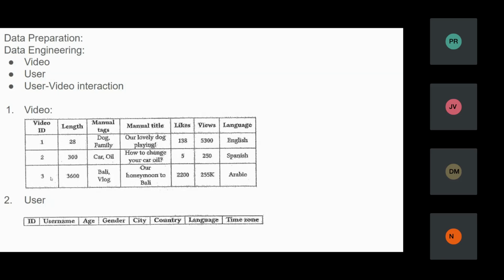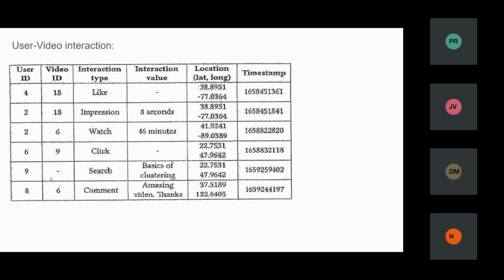Moving further with the user, we have the information about the user that most social media platforms collect from their users: age, gender, city, country, language, time zone, etc. Moving further with user-video interaction, we have a user ID and video ID, their interaction type, and if the interaction type contains any kind of interaction value, like you can see in the impression, watch, search, and comment, those interaction values are collected, along with the location and timestamp.